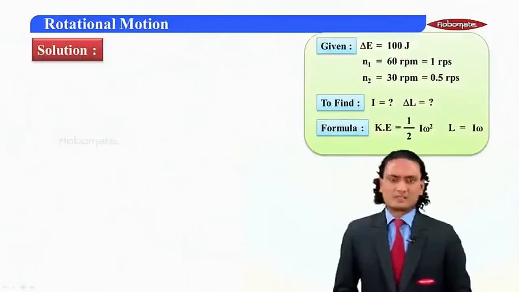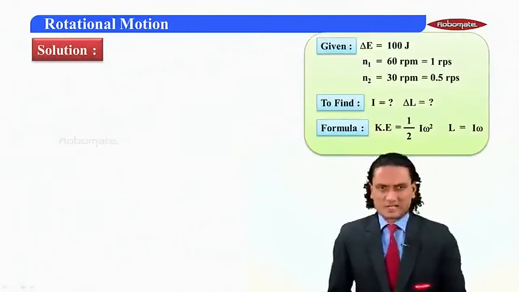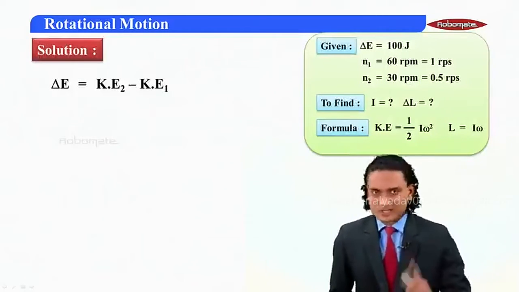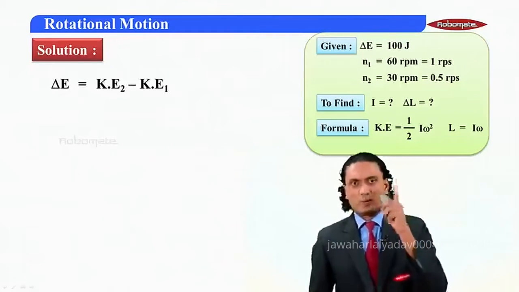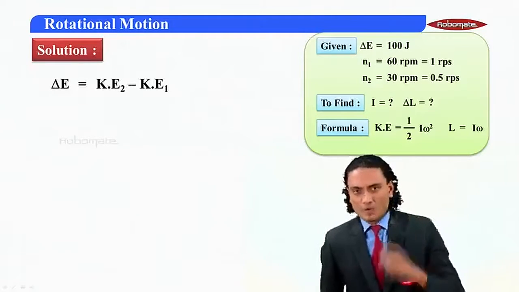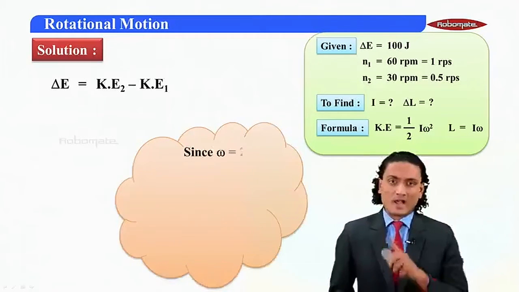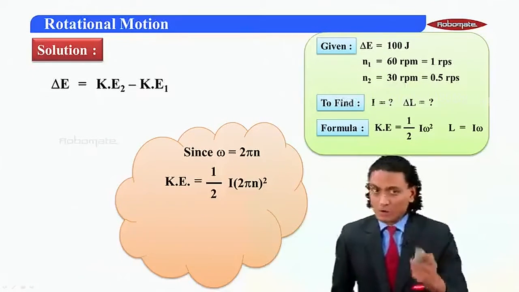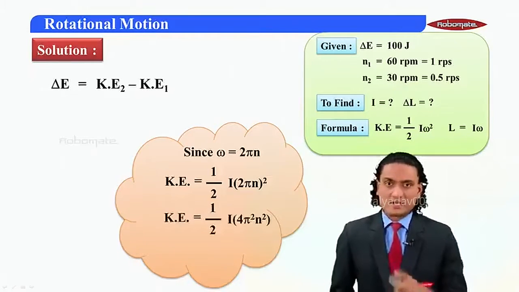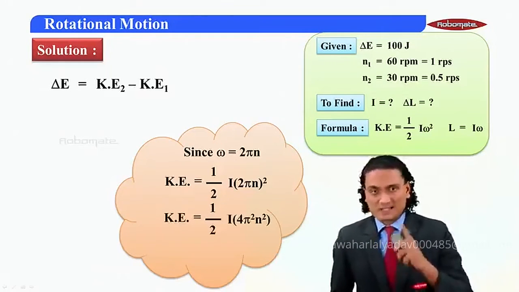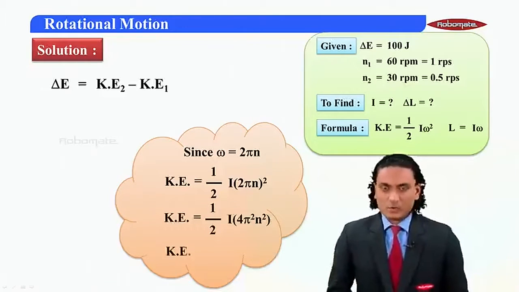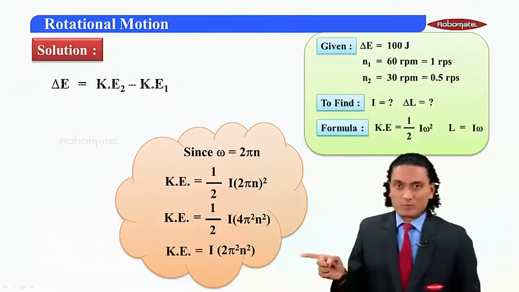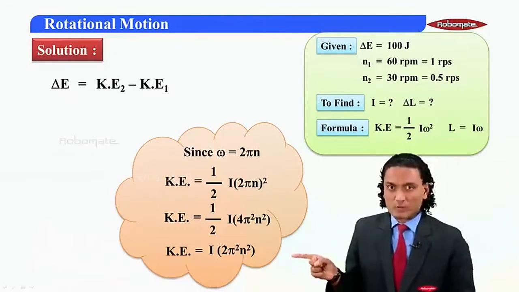Now first thing is, students see there, change in energy is given. So we can write change in energy is final kinetic energy minus initial kinetic energy. Now see there, what is the formula for kinetic energy? Half I omega square. We know omega is 2 pi n. So kinetic energy will become half I into 2 pi n the whole square. Now this can be written as half I 4 pi square n square. If you solve this, you'll get kinetic energy as I into 2 pi square n square. So this is the resolved formula for kinetic energy.